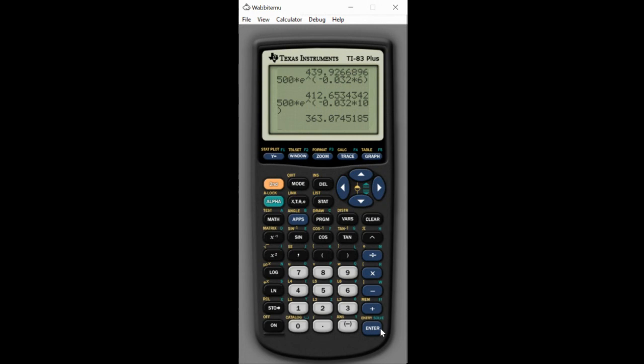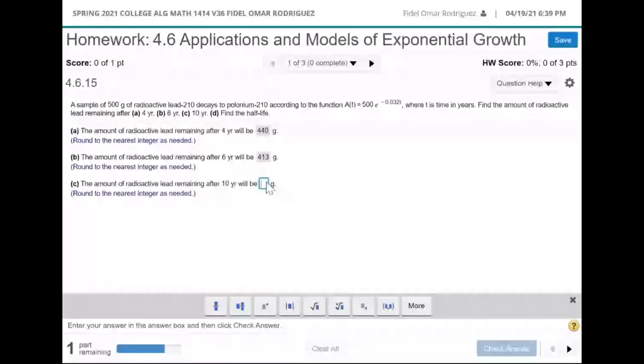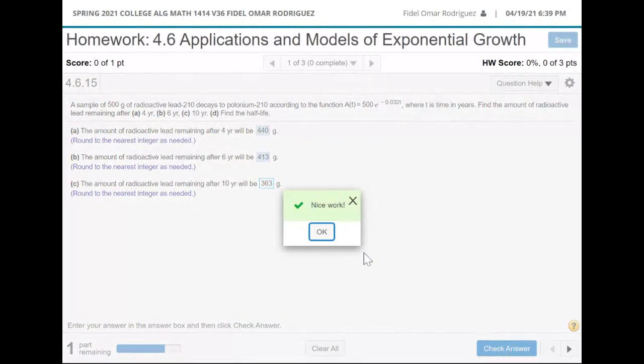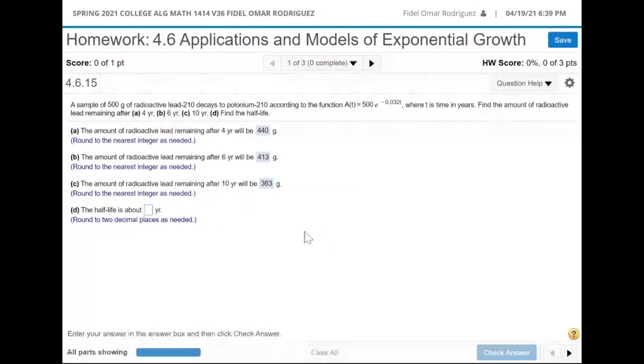So if it's 363.07, I'm just going to type 363, right? Because it's an 07 at the end, you wouldn't round it up. So 363. And so when I come back to my problem again, here we go. We're going to type in right here 363. And excellent. Now we're going to do the last part.